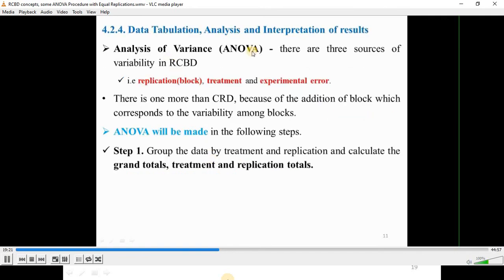When we come to the data tabulation, analysis, and interpretation of the results, we can first see the analysis of variance. There are 3 sources of variation in RCBD: the block or replication, treatment, and experimental error. There is one more source of variation over CRD because of the addition of block. The ANOVA will be made in the following steps. First, as we did in the CRD, we need to group the data by treatment and replication, and calculate the grand total, the treatment totals, and replication totals.